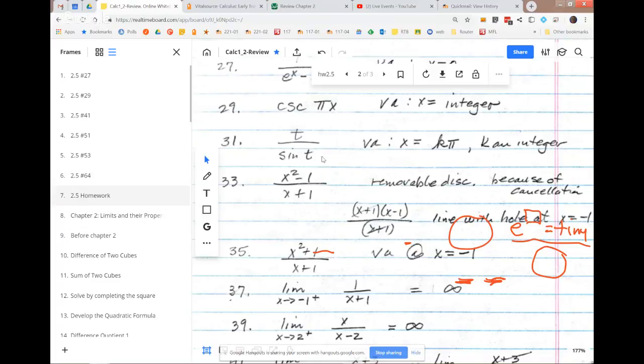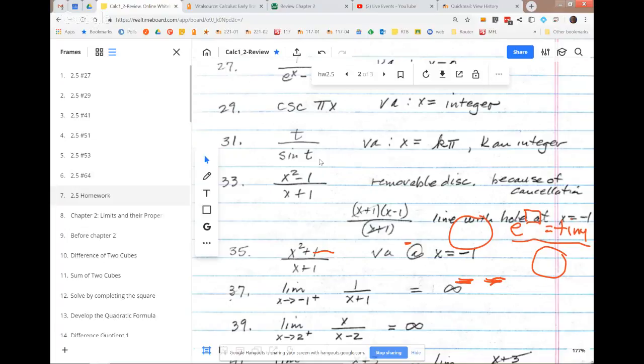Okay, so you've got a fraction here. When are we going to have a vertical asymptote? Whenever the sine of t would be 0, right? That's the only thing we can't have. So when will the sine of an angle be 0? Now this is a trig question. When is sine 0? At 0 degrees, at 180, anytime the angle ends on the x-axis, the sine is going to be of 0 height.